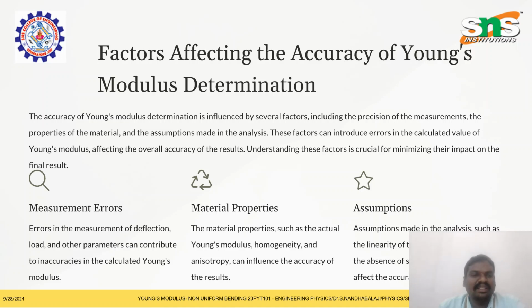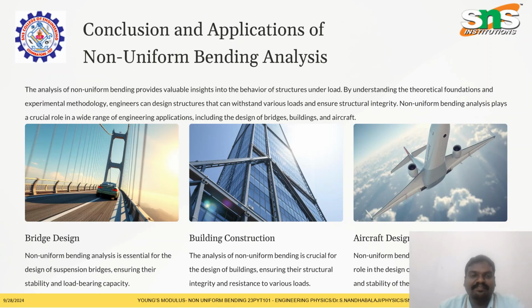Factors affecting the results: measurement error, material properties, and some assumption errors are the factors affecting errors. The accuracy of Young's modulus determination is influenced by several factors, including the precision of the measurements, the properties of the material, and the assumptions made in the analysis. These factors can introduce errors in the calculated value of Young's modulus, affecting the overall accuracy of the results. Understanding these factors is crucial for minimizing their impact on the final result.